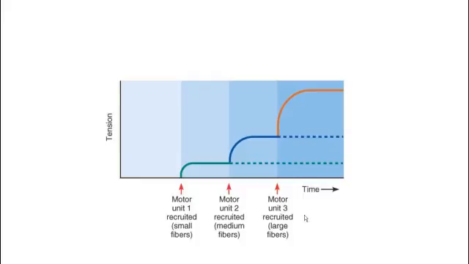And then as we relax, we reverse that process. The bigger motor units relax first, and then the medium, and then down to the smaller motor units.